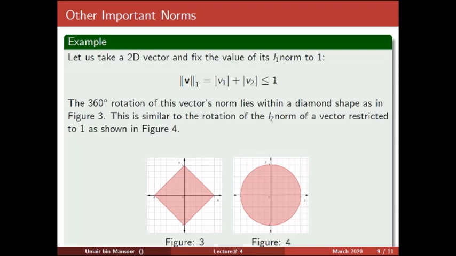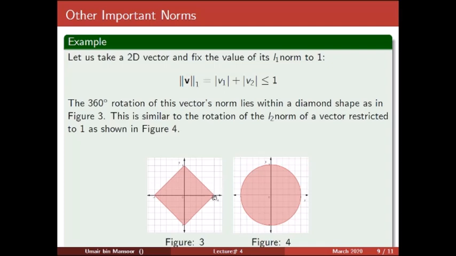Like for example, let's take a two-dimensional vector having components v1 and v2, v1 representing the x component and v2 representing the y component. If I fix the norm to 1, that means when I add v1, the x component, and the y component, the answer should be 1 or less. Okay, so let's talk about a norm of exactly 1. That means when I add v1 and v2, the answer should be 1.